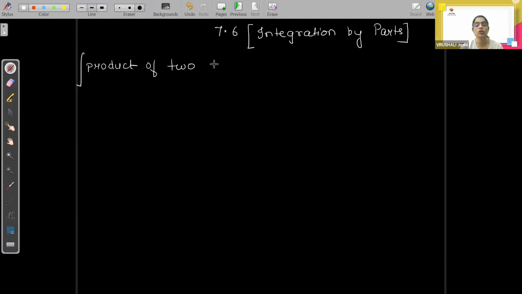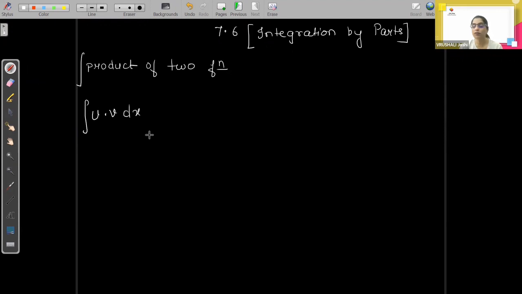जब भी हम लोगों के पास दो functions है and we have a product of those functions. Like in derivative, we had the product rule, correct? Derivative में we had a product rule. Remember, when you have to find out d by dx of the product of two functions, we had a product rule, correct? u dv plus v du, correct? But in integration, there is no such thing as product rule, correct? So that is why here we find out an integration of, suppose u and v dx.